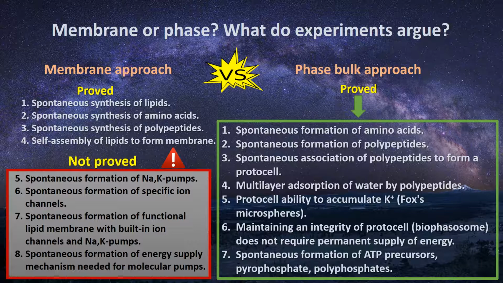With regard to the bulk phase approach, the spontaneous formation of all the necessary elements has been shown experimentally. It was demonstrated a spontaneous formation of amino acids and polypeptides, an ability of polypeptides to associate up to the formation of protocells. Remember the dialysis bags, multilayer absorption of water by polypeptides. Also proven is the ability of Fox's microspheres, as protocells, to accumulate potassium. I have no time to talk about it. Maintaining the integrity of a protocell does not require a permanent flow of energy from the perspective of the bulk phase approach. Spontaneous formation of ADP precursors, pyrophosphate, or polyphosphates, are also proved.